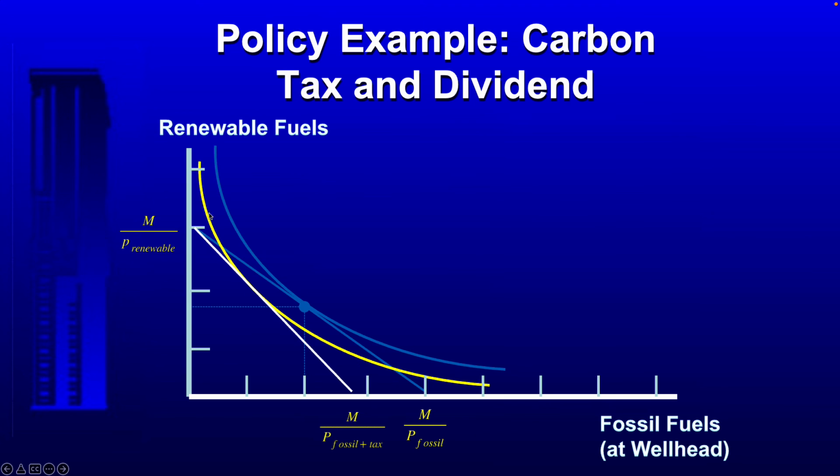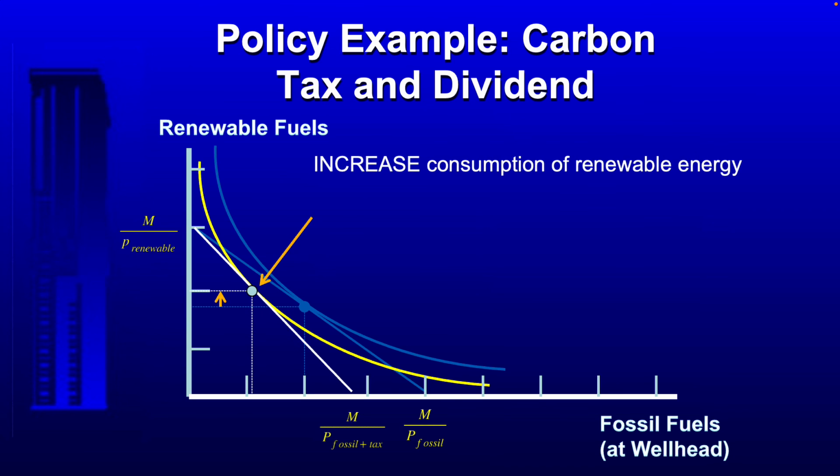So people in general will be on a lower indifference curve because there will be less energy to consume at any point. So certainly, yeah, we're going to be consuming more renewable energy, but there will be a social cost caused by the tax itself. And of course this is assuming that the tax itself doesn't provide public goods.